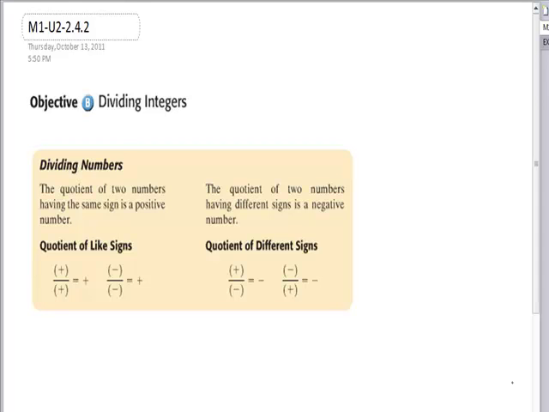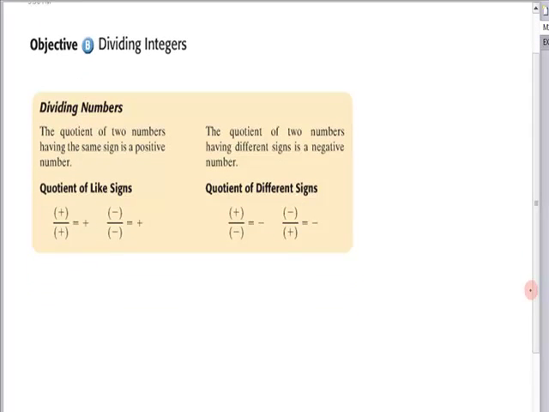Finally, we're ready to look at the dividing integers rules. So we're going to hopefully be able to add, subtract, multiply, and divide by the time we finish this lesson. There are two rules, and the very nice thing is that the division rules are identical to the multiplication rules.